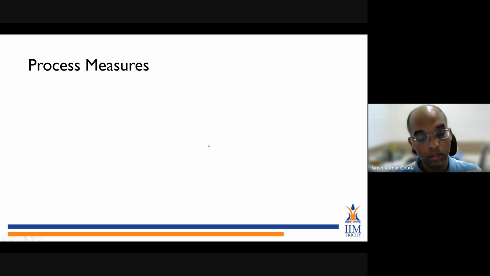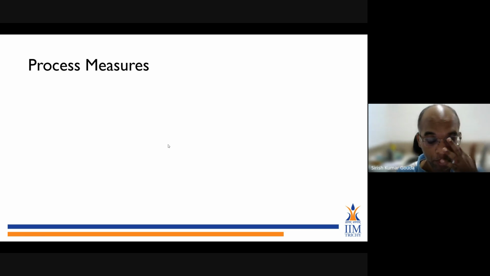Hello everyone. So once you have understood the different types of production systems and what the processes are, one of the things that we have discussed is the metrics that are important from the processes point of view. One of the metrics that we had looked at is this concept called lead time.